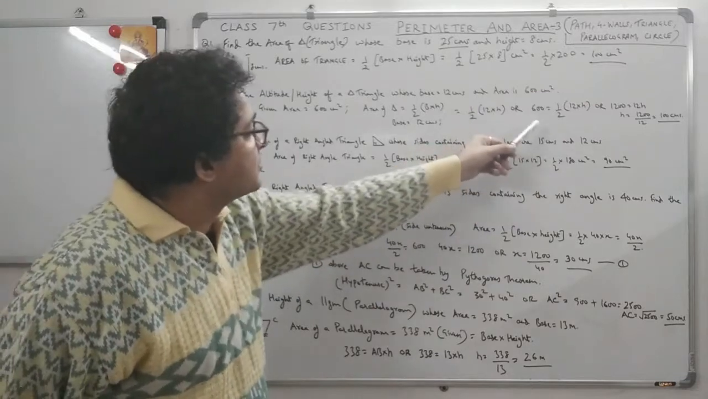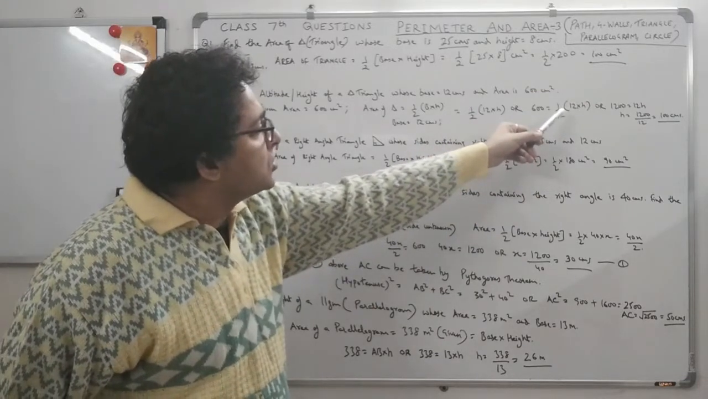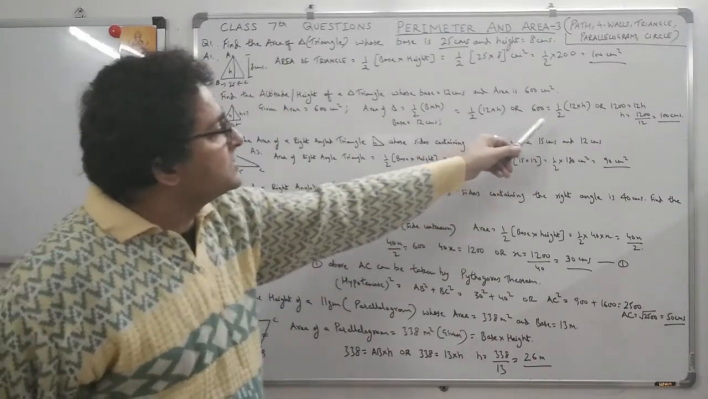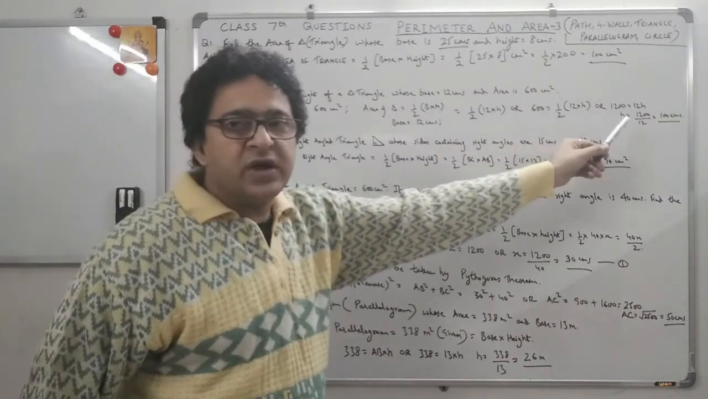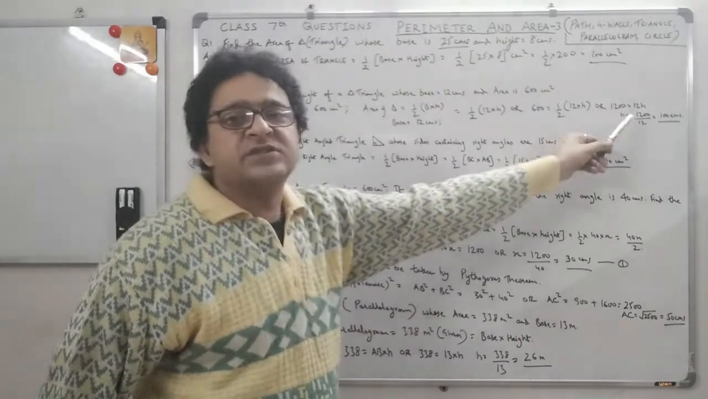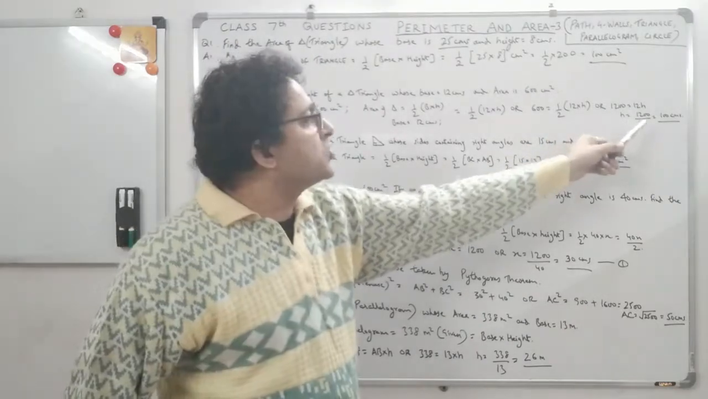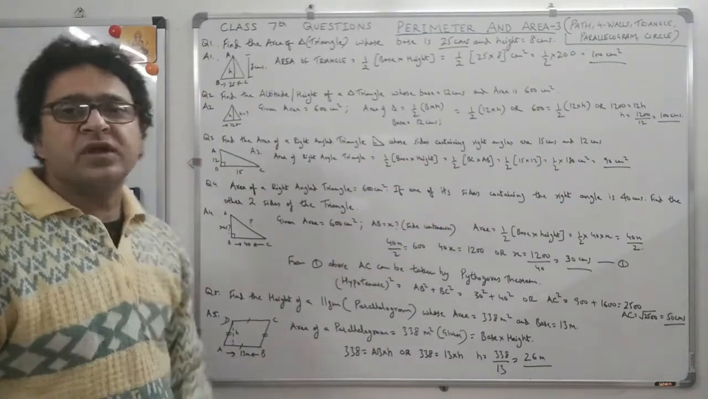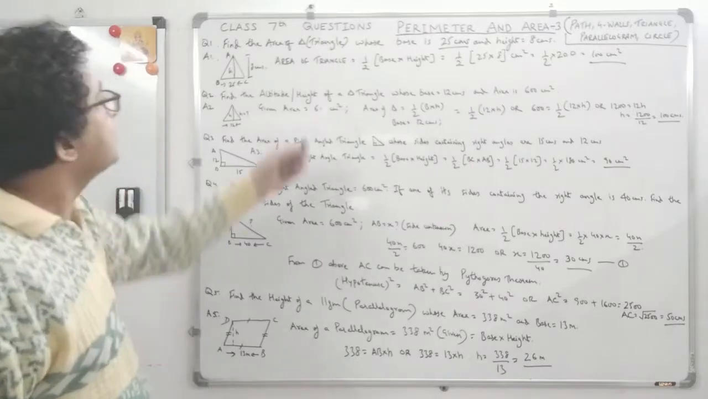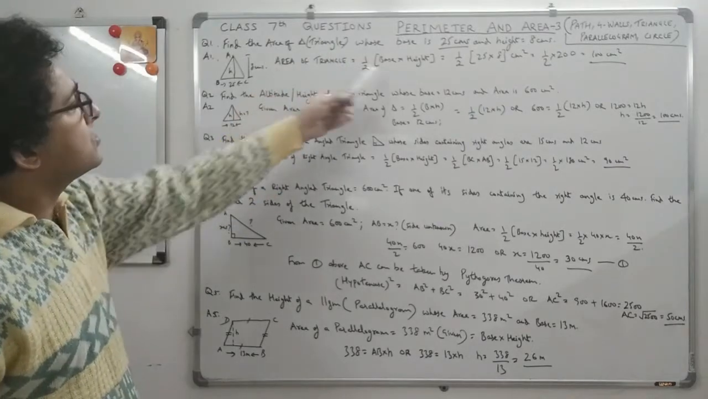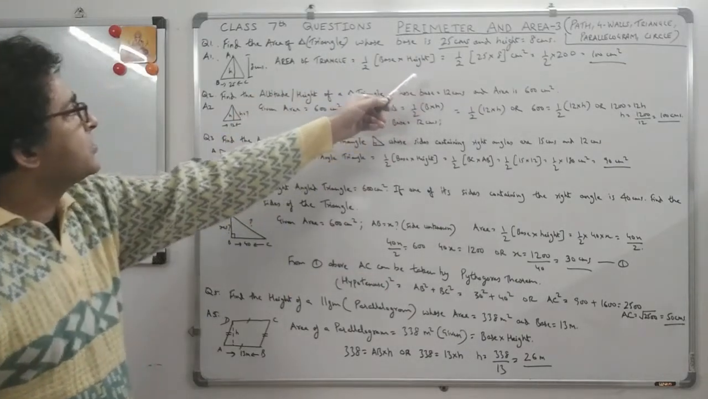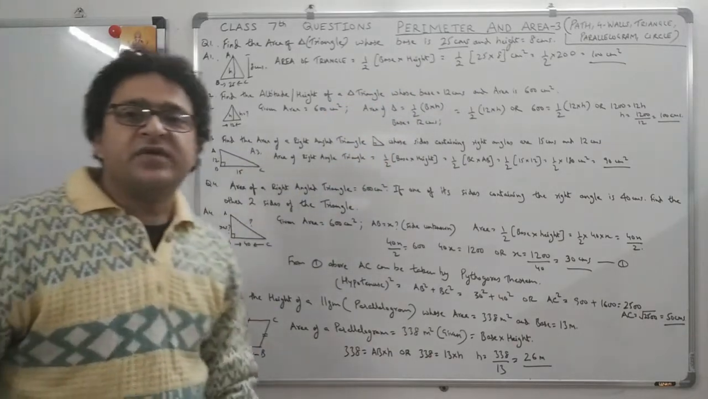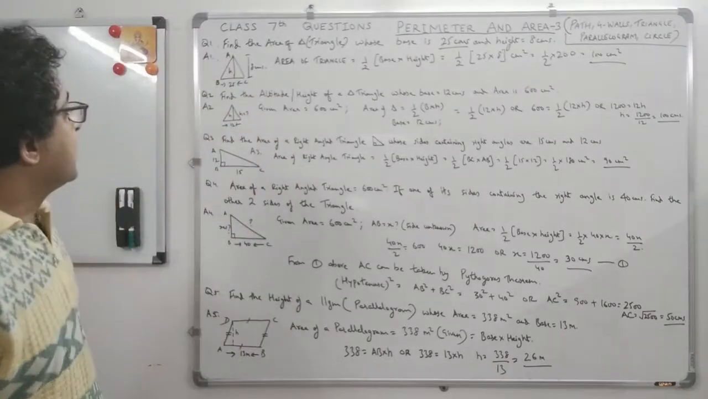Area is given, 600. 600 is equal to half into 12 into h. 12 is the base, right? And h you have to calculate. So which means 2 will go here. So it becomes 1200. 1200 is equal to 12h, right? And h is equal to 1200 upon 12, which is 100 centimeters, right? So basically, that was how you can calculate height. In the first question, we calculated the area of a triangle, and here we wanted to know the height when the area is given, and also a base was given.